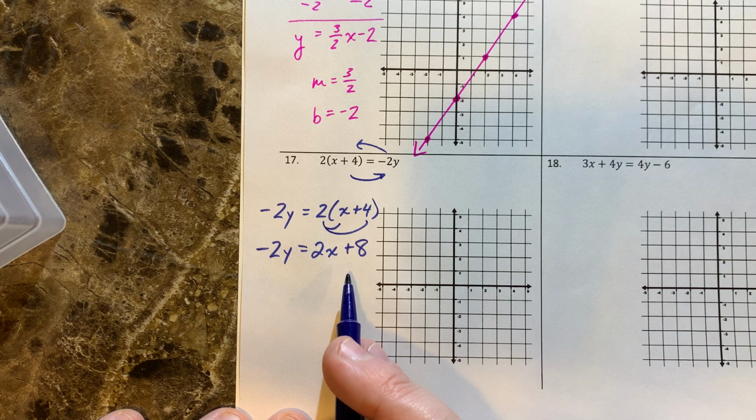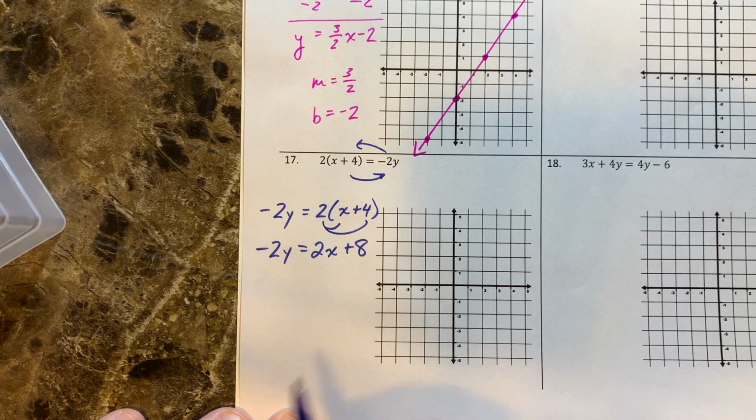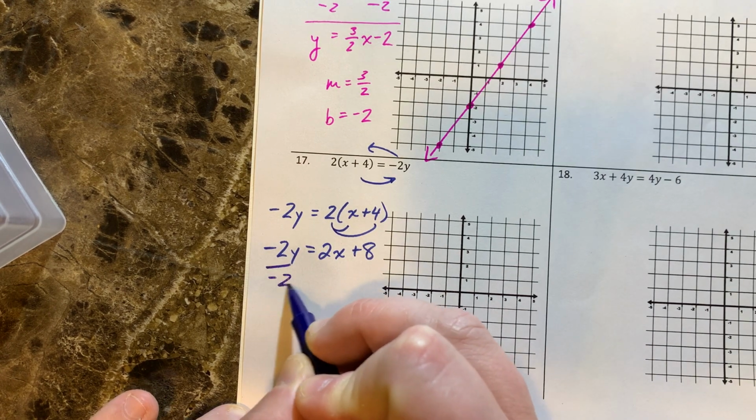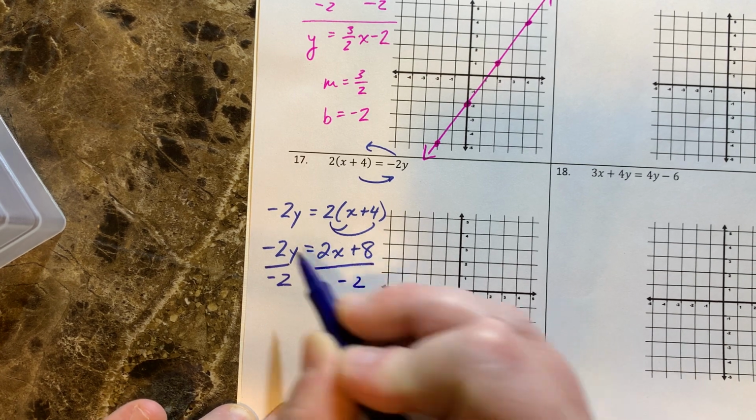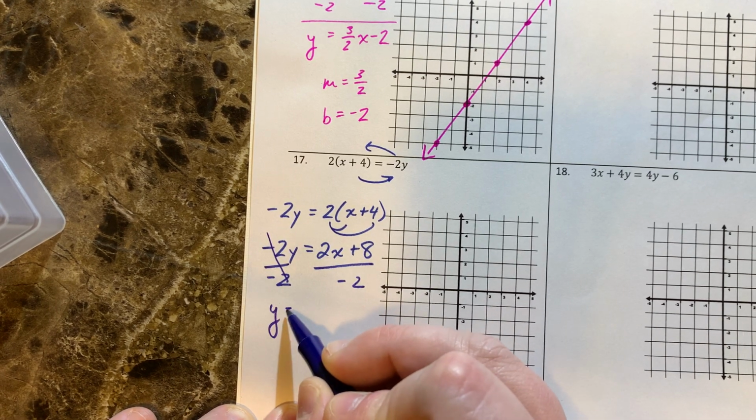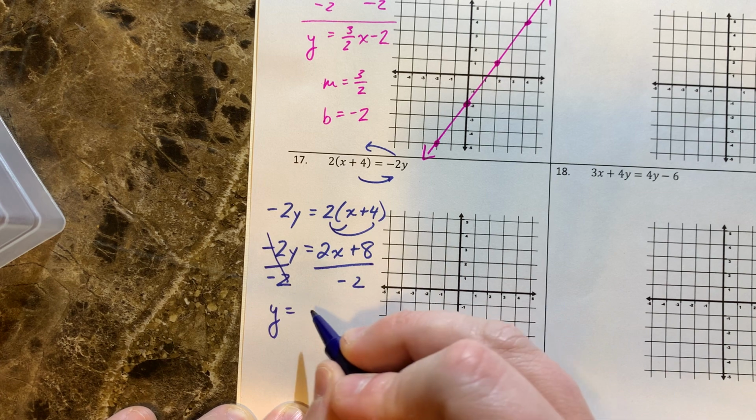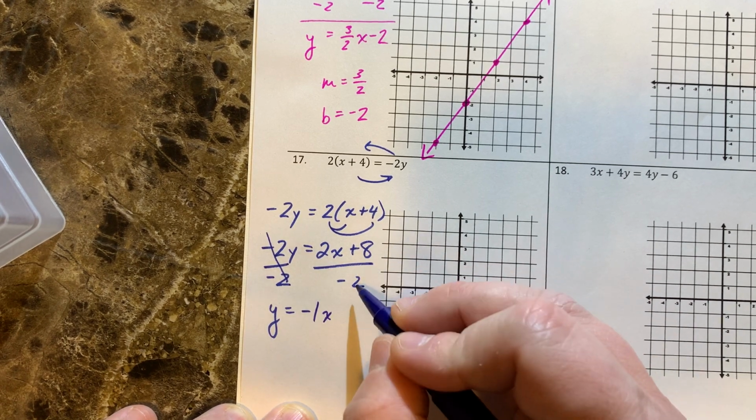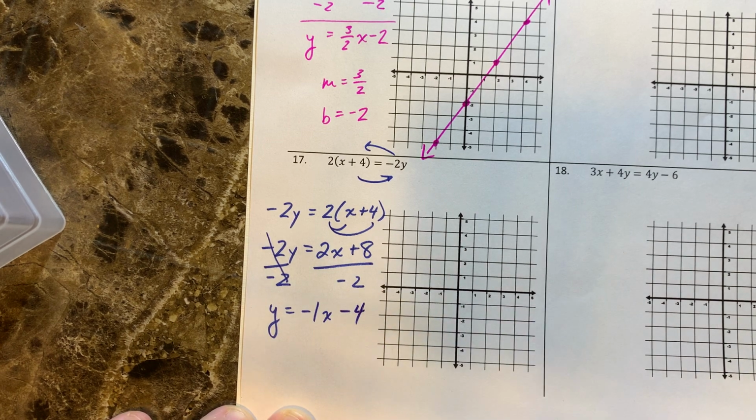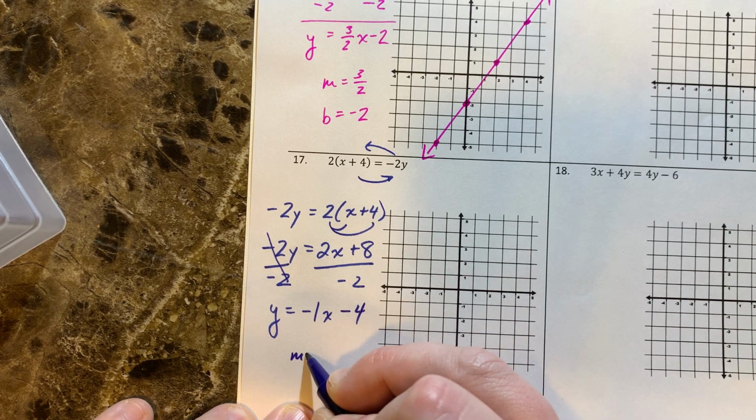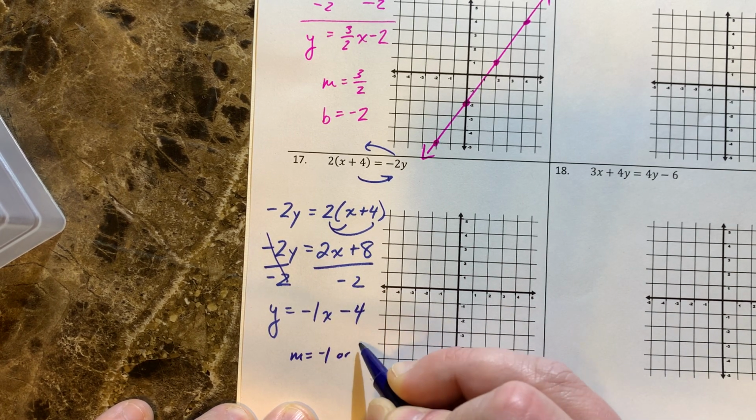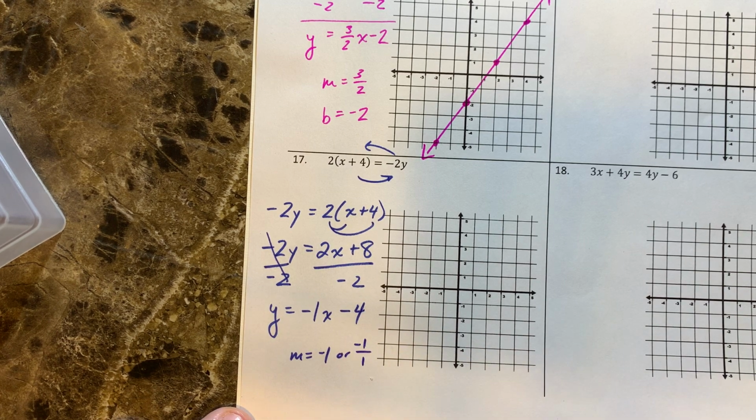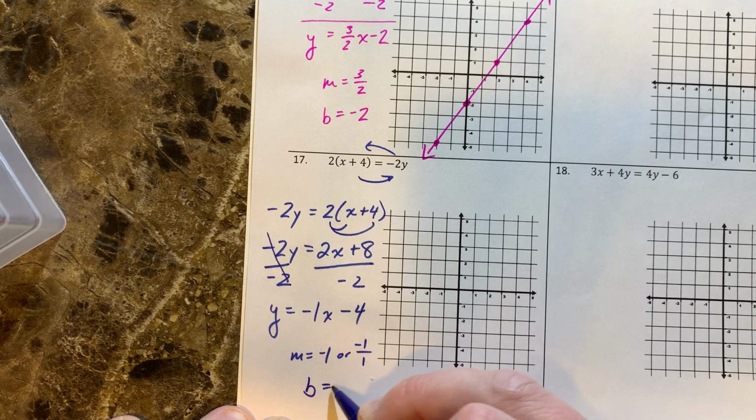No like terms to combine. So we only just have to get the y by itself now. So we divide everything by negative 2. Y will equal 2 divided by negative 2, which is negative 1 in front of our x, and 8 divided by negative 2, which is negative 4. So we have a slope of negative 1, or negative 1 over 1 for a fraction, and a y-intercept of negative 4.